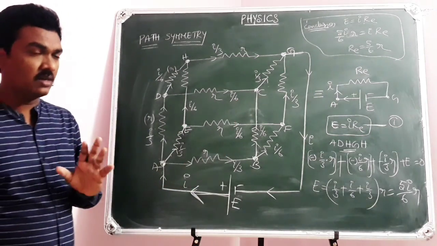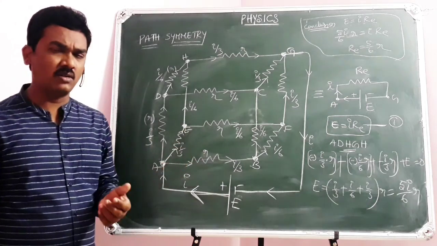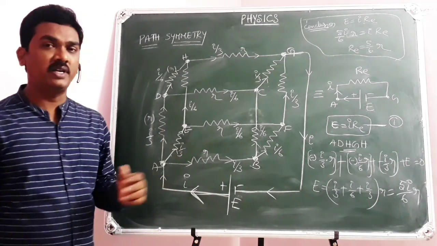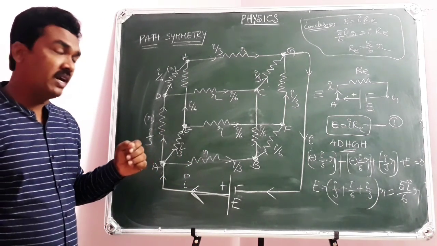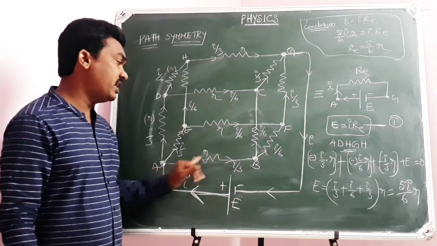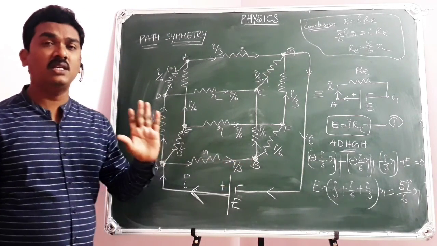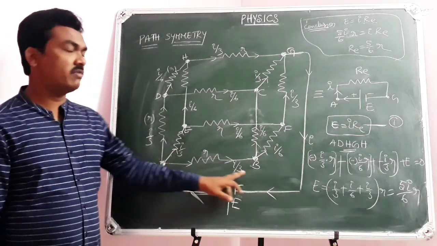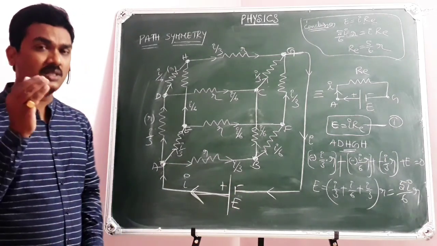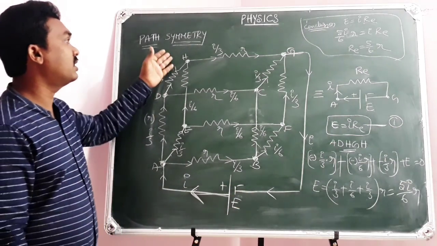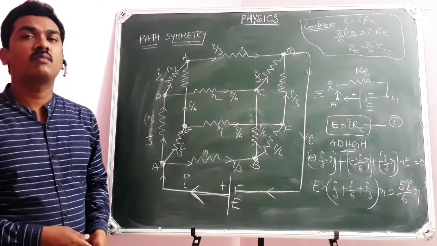Across AC, the face diagonal. Of course, you can take other face diagonals also, as AC is compatible with it. And the equivalent resistance across any two adjacent vertices. These three examples can be explained using path symmetry.